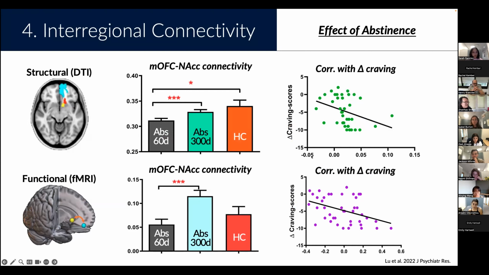And they also found that there was a negative correlation with craving for both structural and functional measures, such that a greater increase in this structural and functional connectivity was associated with a significant reduction in opioid craving across abstinence.